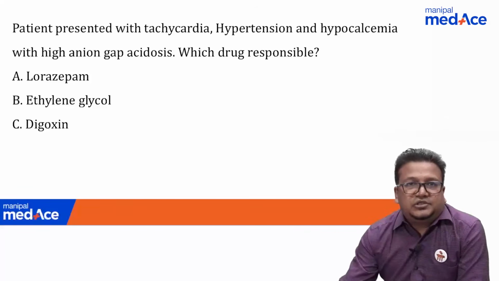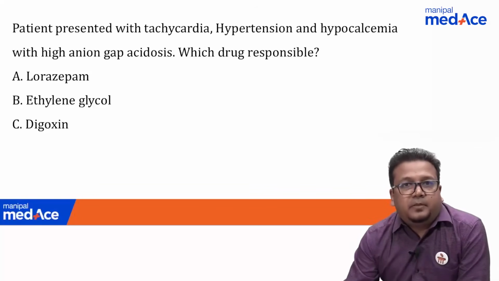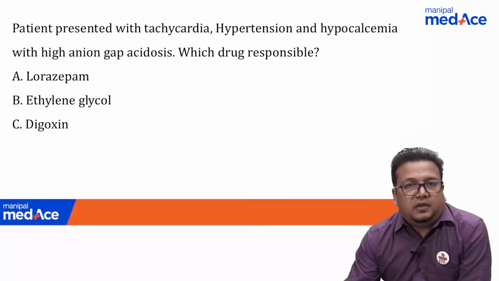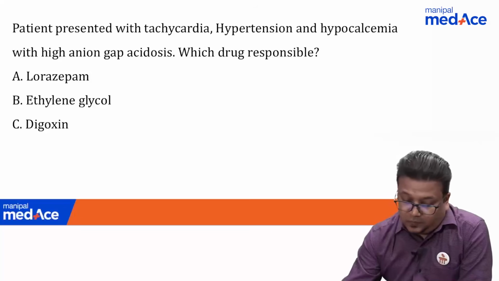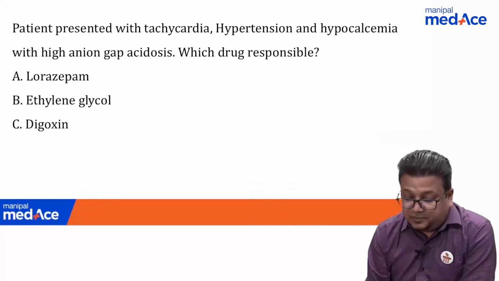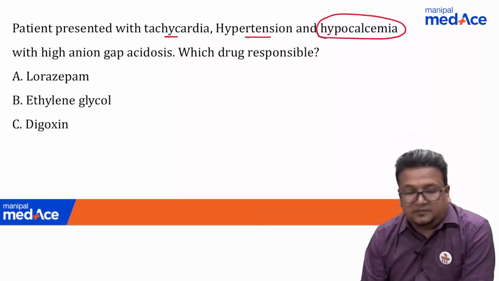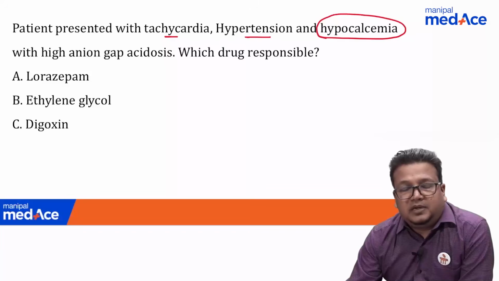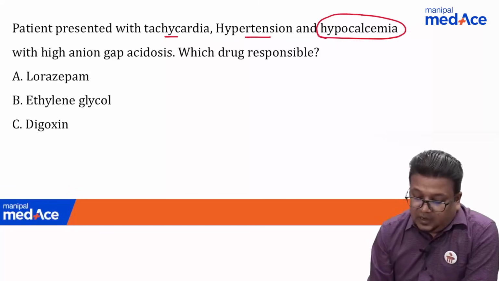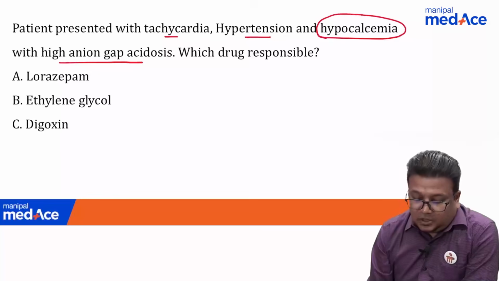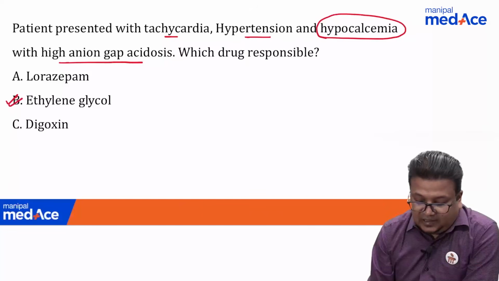Another question on poisoning. So one thing is clear, that all drug poisonings are a very, very important topic for all the NEET PG exam going forward. So we have in this question, patient presented with tachycardia, hypertension, hypocalcemia. Now hypocalcemia is something which is not commonly seen in many drug poisonings. High anion gap acidosis. Which drug is responsible? So out of the options, it is the ethylene glycol.